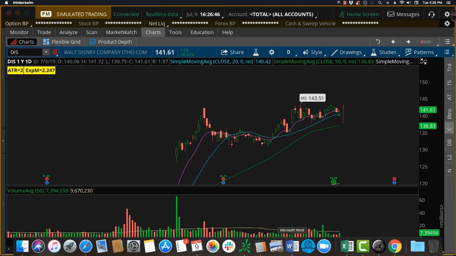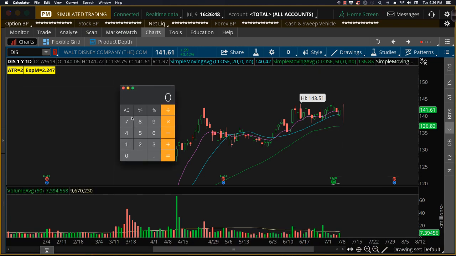Now, I'm going to grab my calculator here. And if we had a $50,000 trading account, 1% is $500. That's easy math, right? If you had a $10,000 trading account, 1% is $100. If you have a $100,000 trading account, 1% is $1,000.